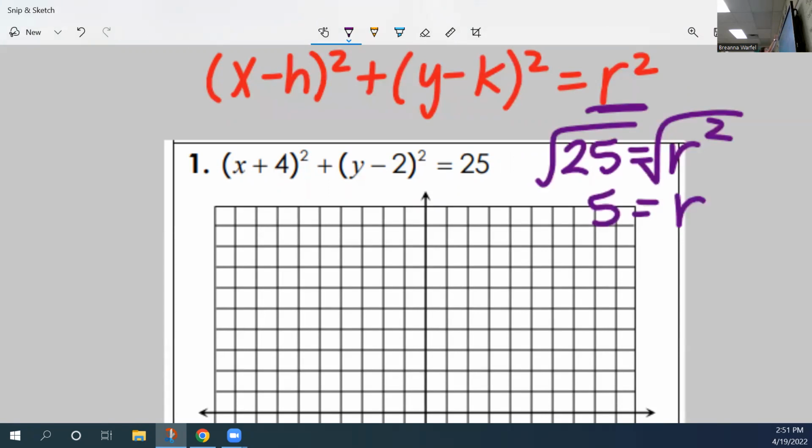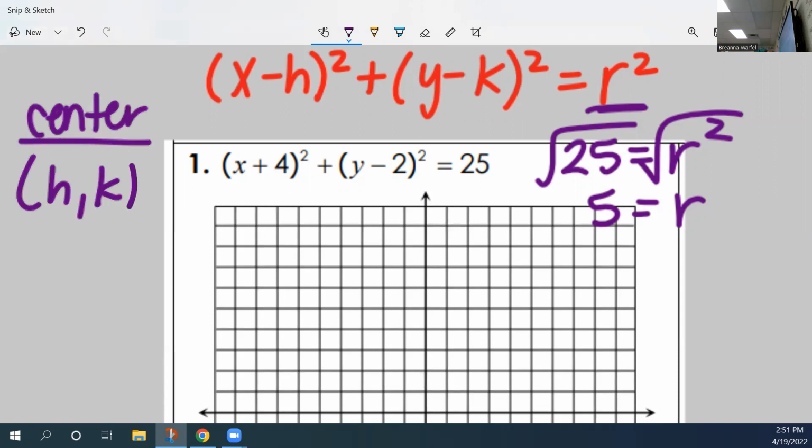Then the next part that we have to solve for is the center, and the center is h, comma k. So we have to look at these values. Our h is here and our k is here, but you have to be really careful. The formula says that it's subtraction. So because of that subtraction, you know that this is actually our y value.